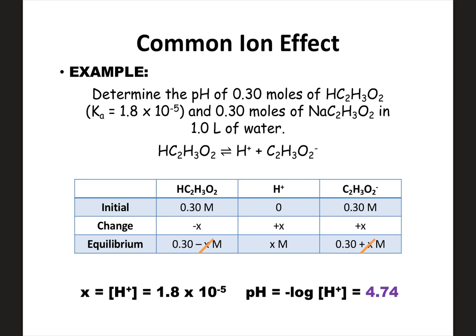All right. So remember, common ion, the big difference is you have a starting value here. You have an initial value for one of your products. Usually in a lot of these problems, the starting value for both of your products is 0. But when you're doing a common ion with these pH problems, one of your starting values is not going to be 0 because of the common ion. And then you just approach the problem the way you normally would.